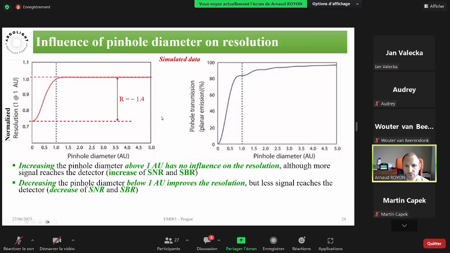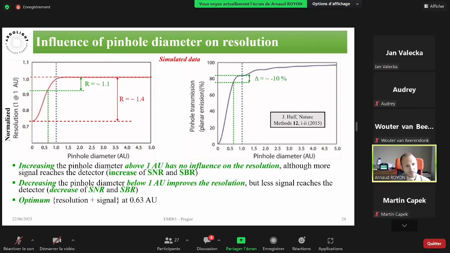Actually, if you close the pinhole down to its smallest value, you can have an increase of resolution of about 1.4. But there is actually an optimum in terms of resolution and signal at about 0.63 Airy units, for which you have a gain of resolution of about 1.1 and a decrease of the signal of only about 10%.